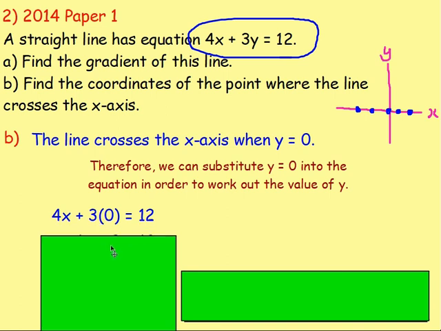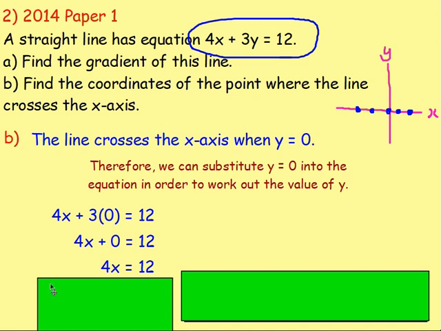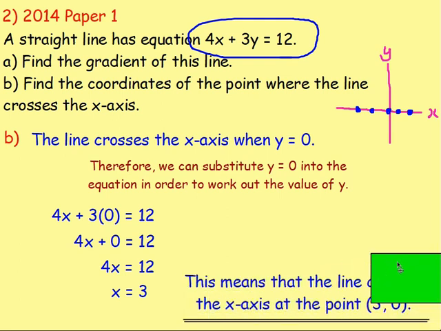We know 3 times 0 is 0. So we've got 4x add 0 equals 12. So in other words, just 4x is 12. And if you divide both sides by 4, you'll end up with x equals 3. Which means then that the graph will cross the x-axis at the point 3, 0. Because x is the 3, and the y was 0.